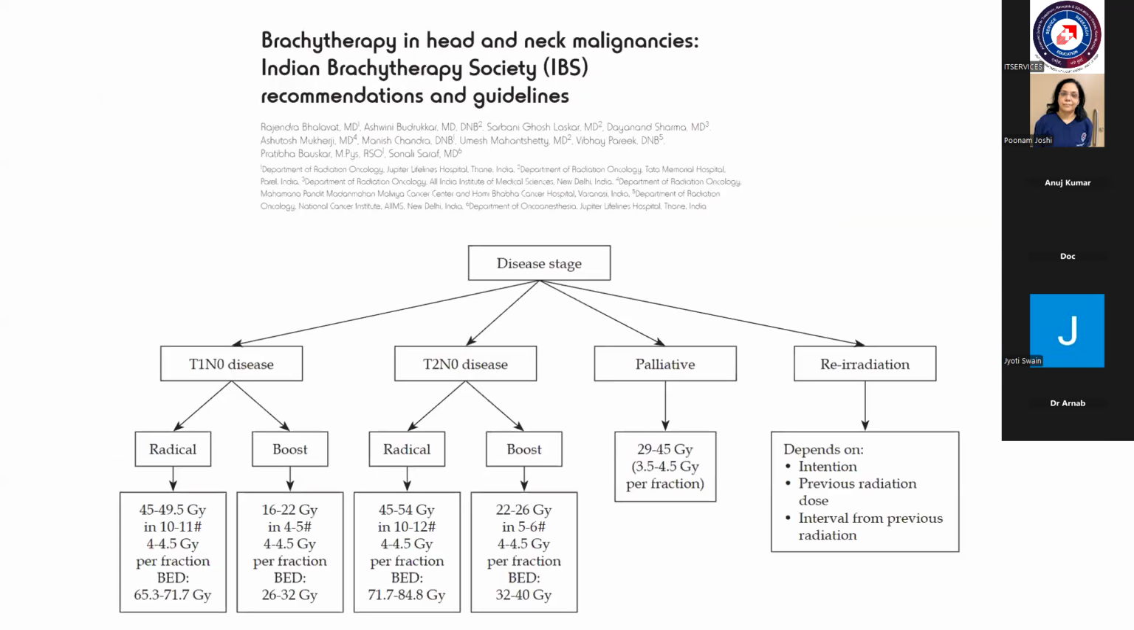So these are the IBS recommendations and guidelines for brachytherapy that were published recently. And we can see that in T1N0 disease, which is very early head and neck cancer, mostly we can think about either a lip or an early buccal cancer. We can either use it as a radical treatment or as a boost treatment. Radical treatment is when brachytherapy is the treatment of choice, and we deliver the whole treatment through brachytherapy alone. But sometimes when you have larger tumors, you start the patient on external beam radiation therapy, and then we give a boost subsequently.